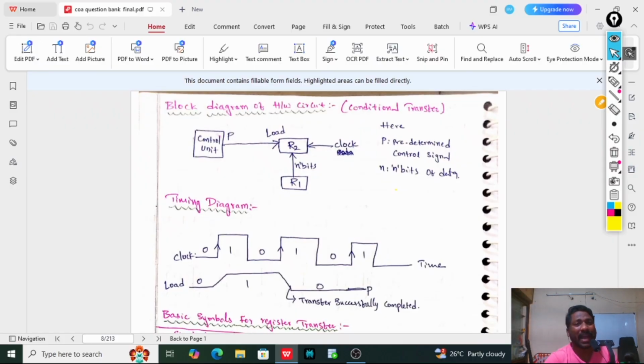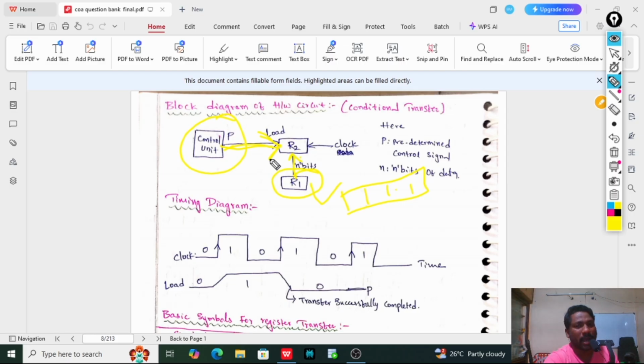Now coming to a block diagram of the hardware circuit. Here I am going to show how we transfer the data from one register to another register based on a particular condition. Suppose I have n bits in R1, say an 8-bit register. Now I want to transfer those n bits to R2, or load those 8 bits into R2. When the control unit gives the condition and that condition is true, then I have to load.